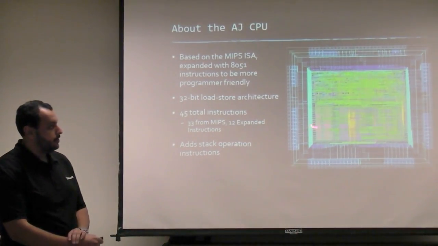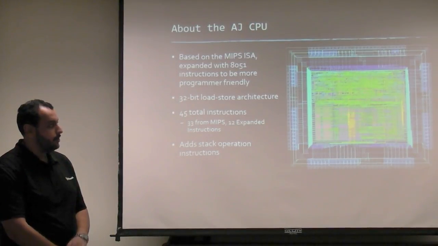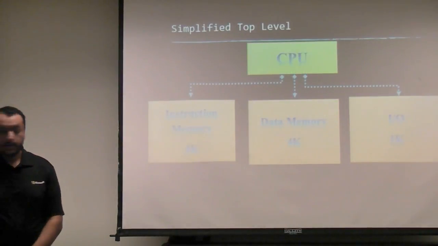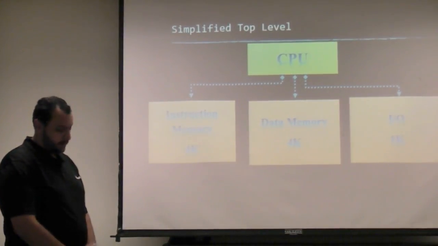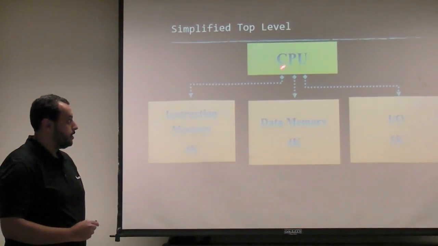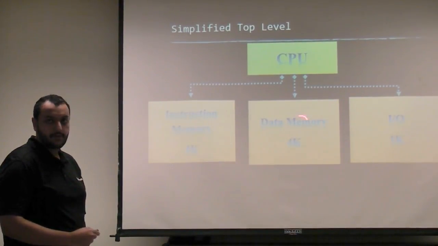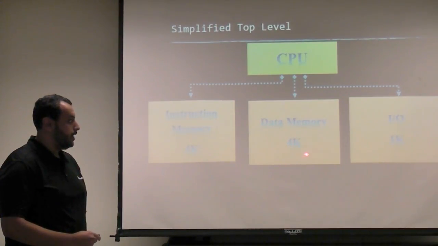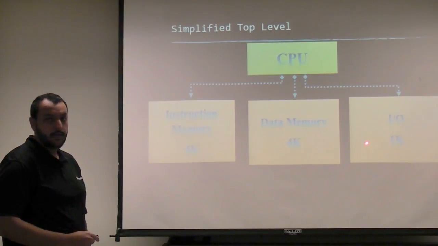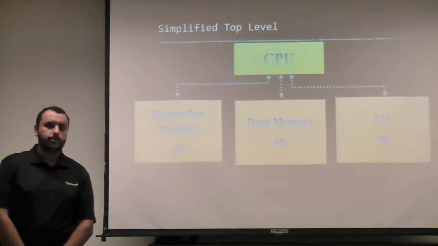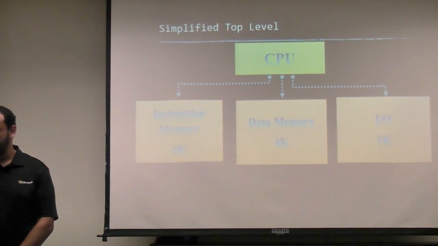And side note, this is the actual layout of the MIPS CPU on the die, so if you're curious about that. So here's a simplified top level, and as you can see, the instruction memory is actually contained inside the CPU, but this is just showing you the sizes. So we have a 4K instruction memory, 4K data memory, and a 1K I/O memory. And these are for simulation. They're not actual, like, it's 32-bit, so it's addressable up to 4 gigs, I suppose.